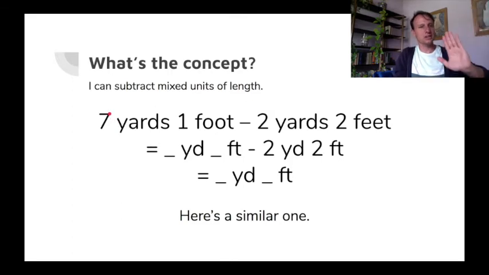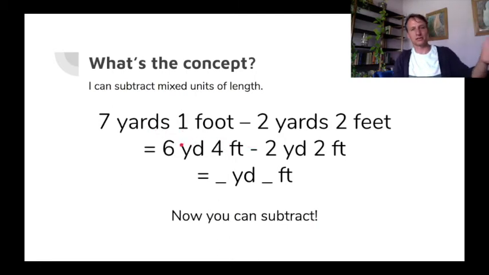So 6 of these yards we're going to leave alone. One of them we're going to bust out as 3 feet with the 1 foot already present. So that was 6 yards. 3 and 1 make 4. Now we can subtract. 6 yards minus 2 yards is 4 yards. 4 feet minus 2 feet, 2 feet.